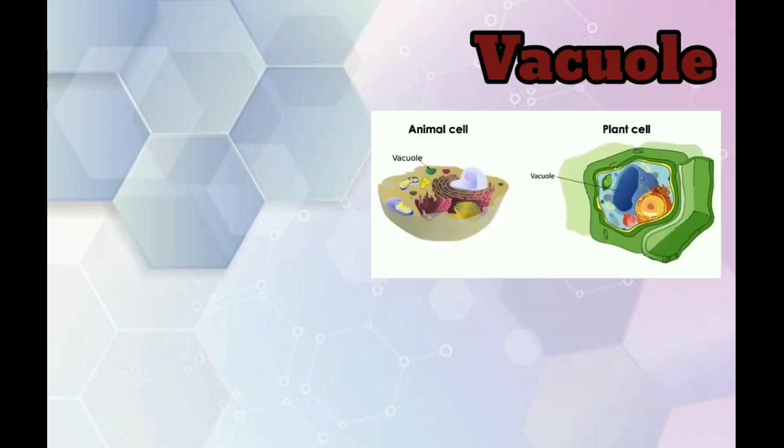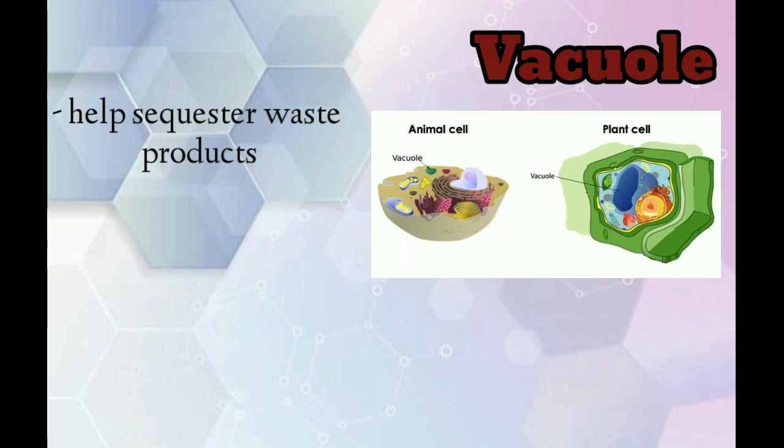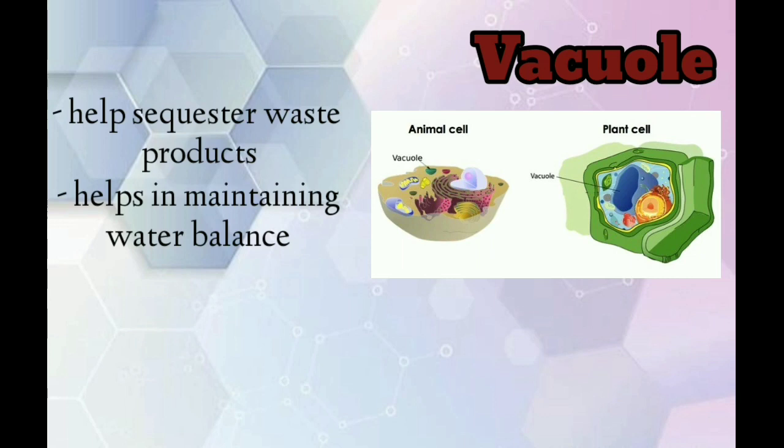Lastly, we have vacuole. Vacuole is a membrane-bound cell organelle. In animal cells, vacuoles are generally small and help sequester waste products. In plant cells, vacuoles help maintain water balance. Sometimes a single vacuole can take up most of the interior space of the plant cell.